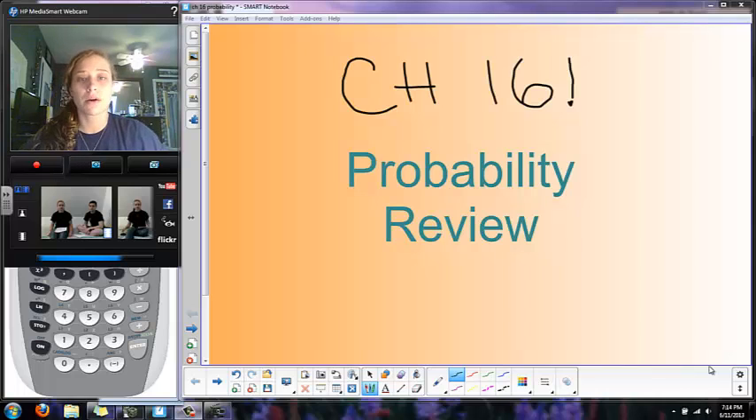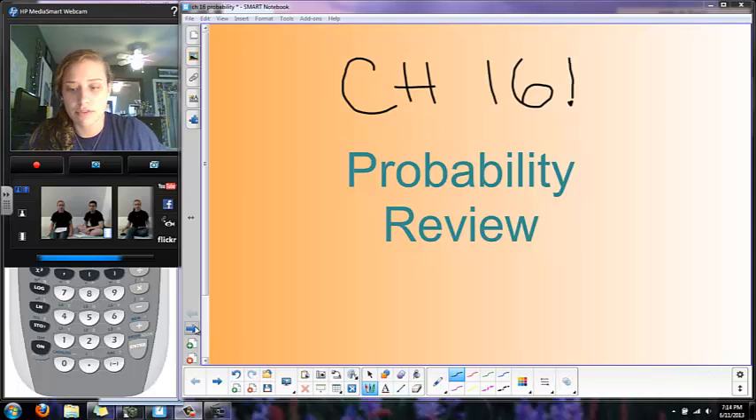So this is the probability chapter. I think that you might have seen some probability in other classes, so some of this might be a little bit of review, but towards the end it's definitely going to be things that you have not seen before. So let's just start right away.